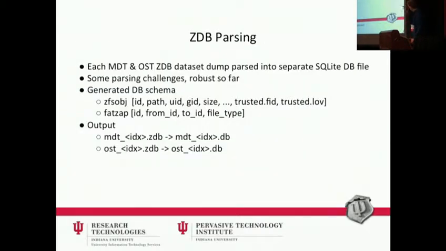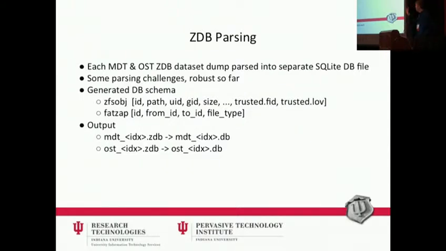So, as I was saying, each MDT and OST ZDB dataset we dump into a separate file. We've also run into some parsing challenges, but like I said before, it's been surprisingly robust. Just to show one of the things we've tried to do is put information in here going forward. When you look at the code, basically this is the schema that we're using to represent the ZDB information, so the ZFS objects I was talking about and FATSAP.